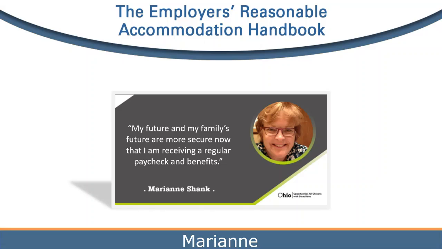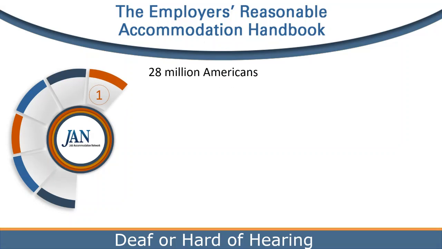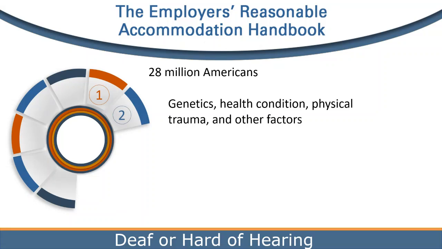Marianne's disability is described as hearing loss. So how does that compare to deafness and hard of hearing? Dustin, according to the Job Accommodation Network, known as JAN, it's estimated that more than 28 million Americans are deaf or hard of hearing. These conditions can result from factors like genetics, an infection, a health condition, physical trauma, age, and loud noises. As with any type of disability, there are different types of conditions and severity levels.